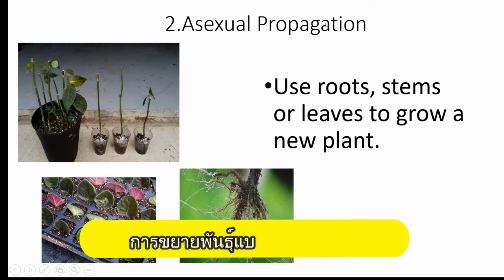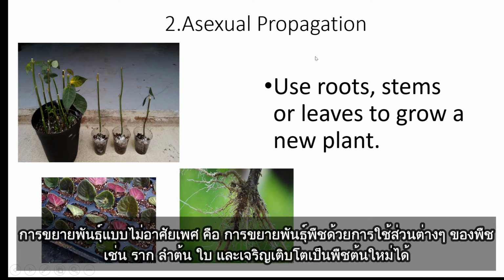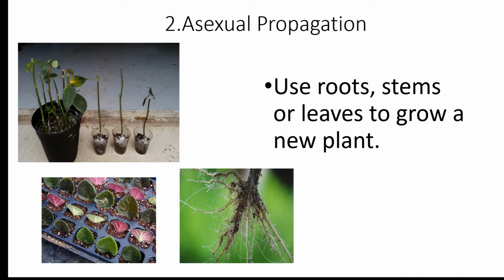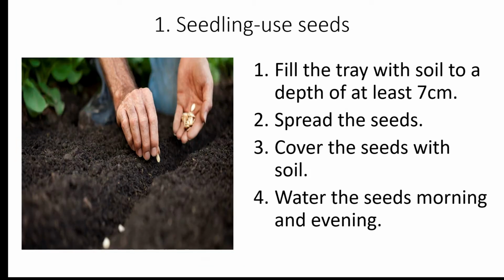Asexual propagation. Okay, we have another one, asexual propagation. Asexual propagation is when you use roots, stems, or leaves to grow a new plant. But when you use seeds to grow a new plant, that is sexual propagation. All right, so there are different types, methods of propagating the plant.